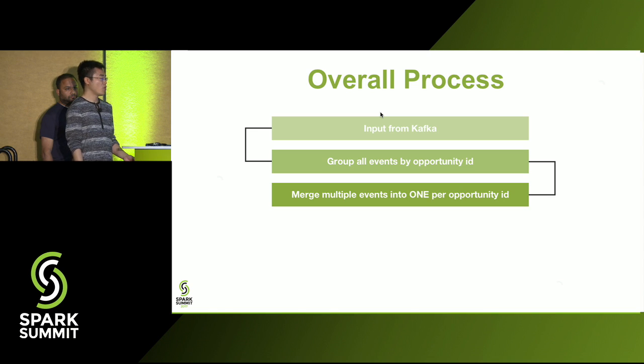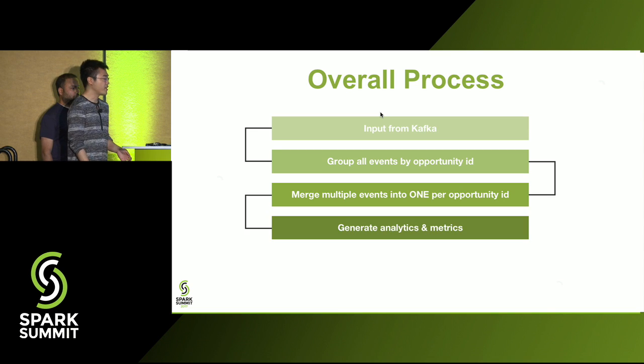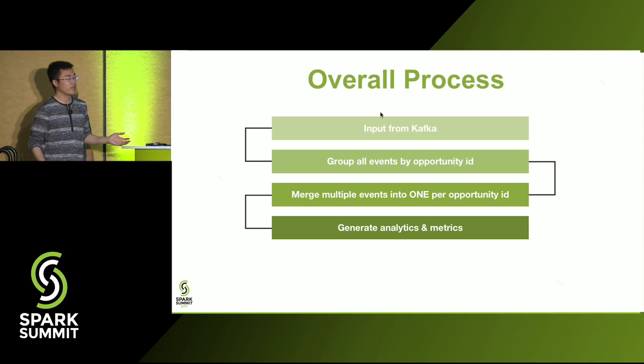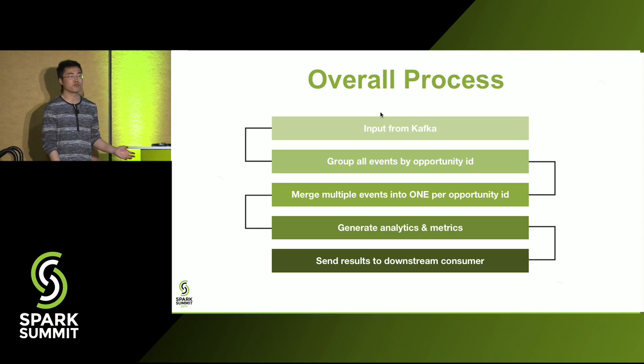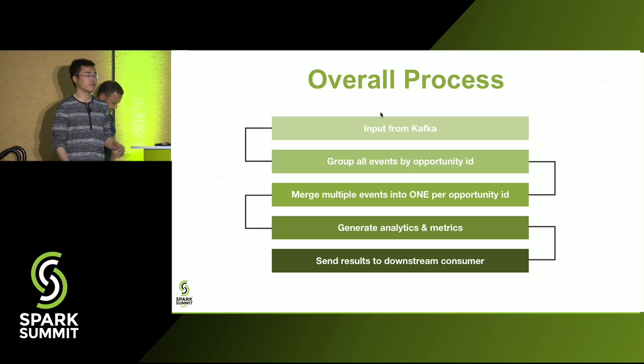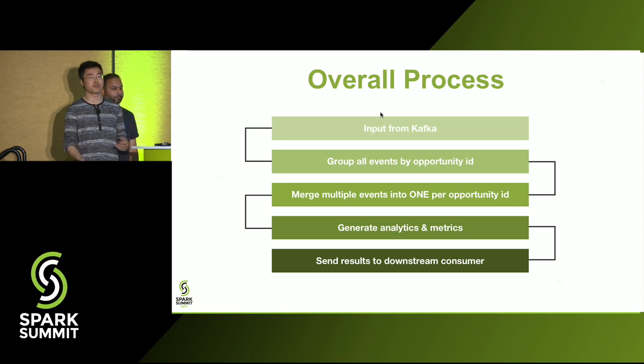After that, we will merge those multiple events that have the same ID into one, so that in later stages, those batches do not need to read three logs, but only need to read one. Once we have one canonical log, we will generate analytics and metrics on top of it. At this point, we can answer questions like, how many total impressions we have, how many total clicks we have, how many impressions and clicks for this specific campaign, what's the CTR of it, etc. Then we can send those results to the downstream consumers, and all the downstream batches can read that data and do things like change the bid, etc.